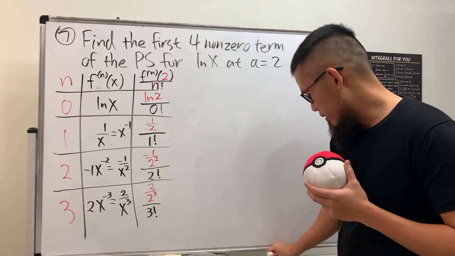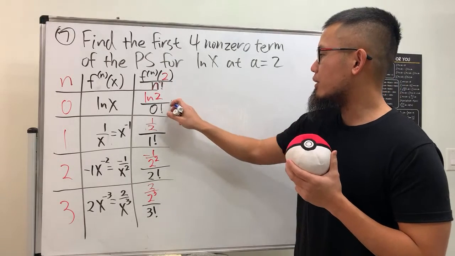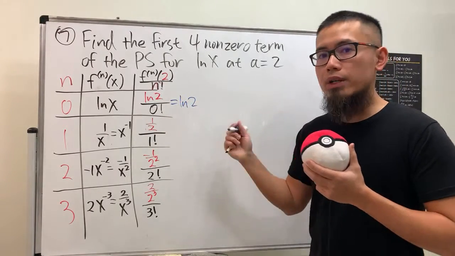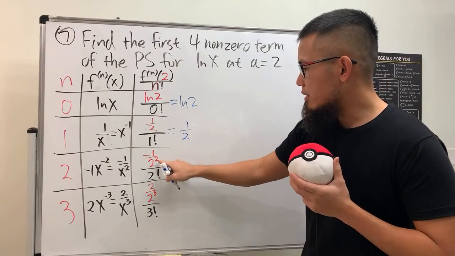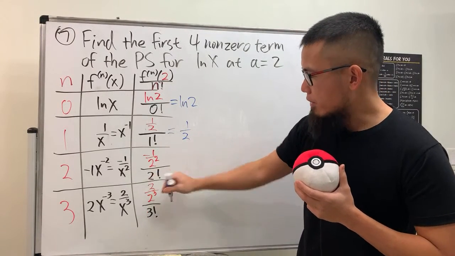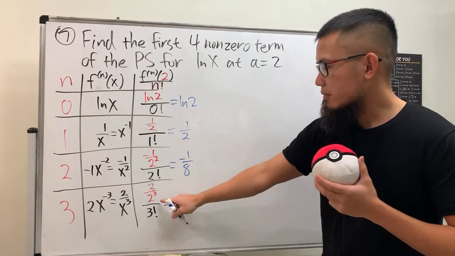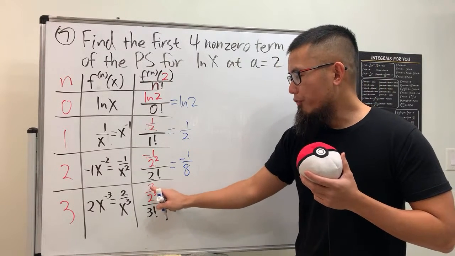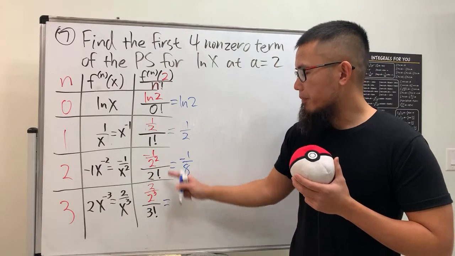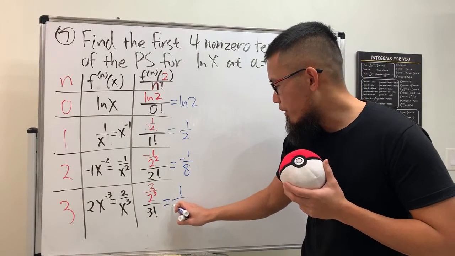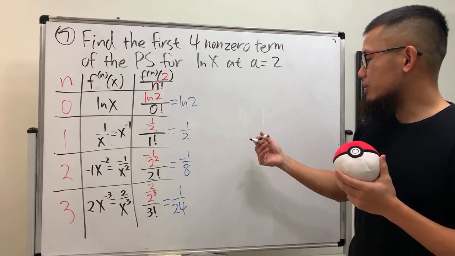I will put this down in blue. The first number is ln 2, and the second number is 1/2. The third number, this is 4, and you divide it by 2, so all in all we get negative 1 over 8. And lastly, this is 1 over 4 on the top, this is 6, so 1 over 4 divided by 6, we get 1 over 24. And then in the end, you just have to write down your answer.